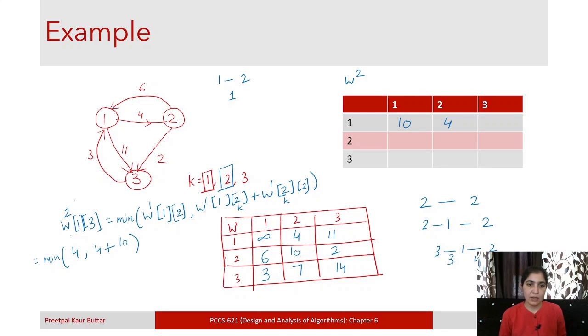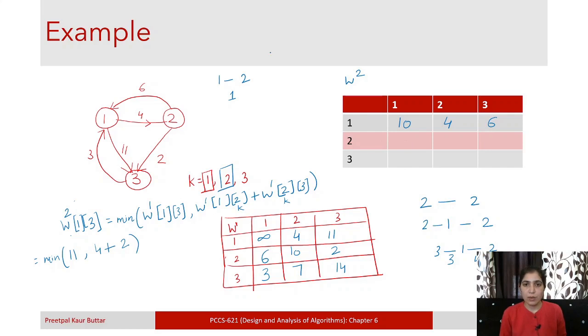J will change. Okay, 1 to 3, the distance is 11. 1 to 2, the distance is 4. 2 to 3, this is 2. Okay, so the minimum is 6. So again we are improving. Yeah, we are getting a better path using vertex 2. Okay, so if we want to go from 1 to 3, we can use vertex 2.